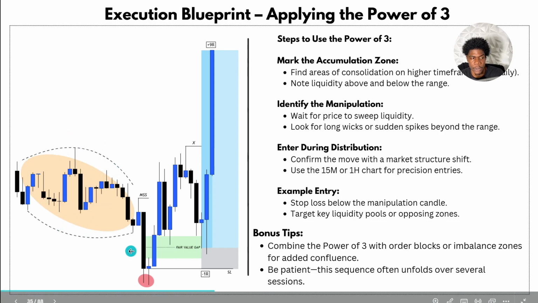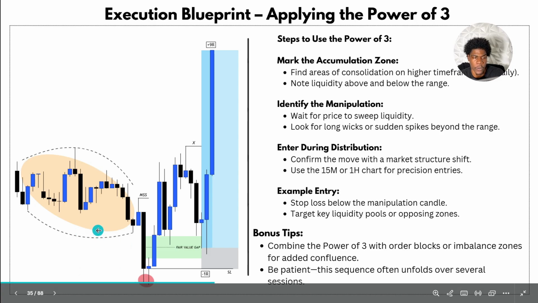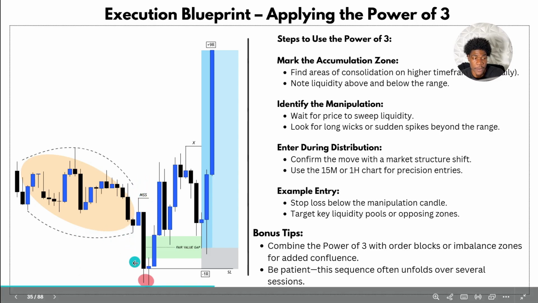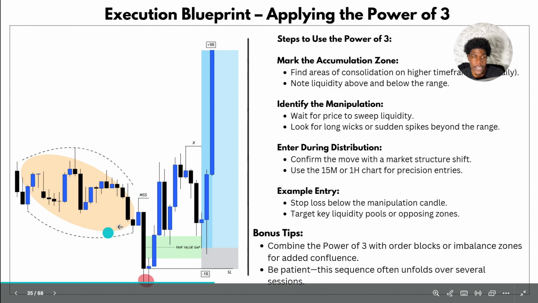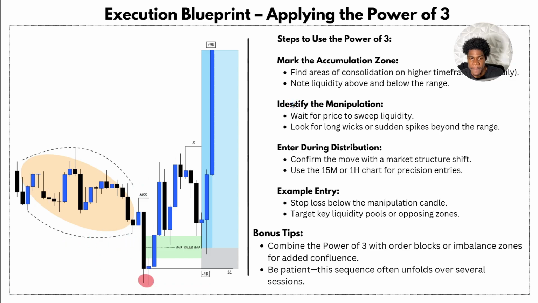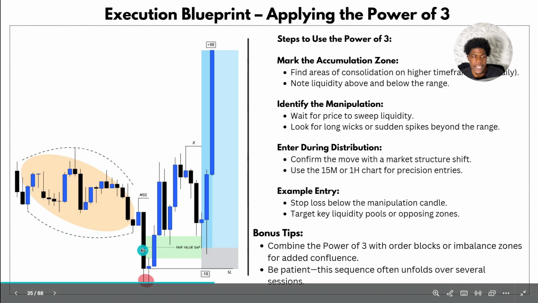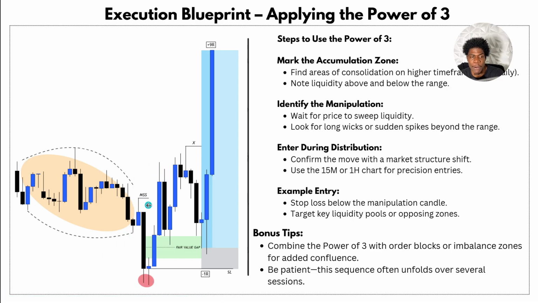We see that price pushes down lower to give us a liquidity sweep of this old low, then rallies higher to give us our market structure shift. So this push down lower to clear the second liquidity is what we identify as our manipulation phase. We wait for price to sweep the liquidity, and then we look for long wicks or sudden spikes beyond the range. As you can see right here, after price left this accumulation range, price sharply pushed down lower and gave us a liquidity sweep of this old low, and pushed up higher and gave us a market structure shift. This confirms our trend reversal.